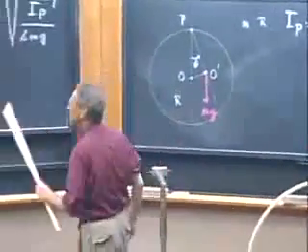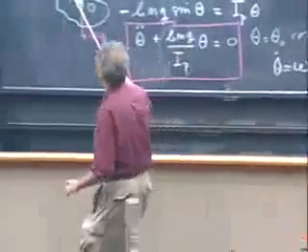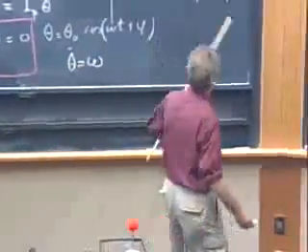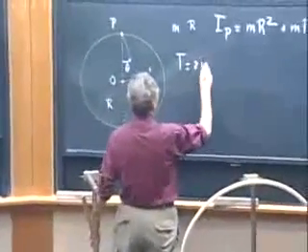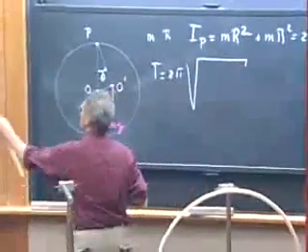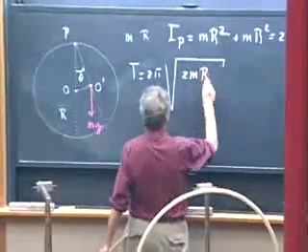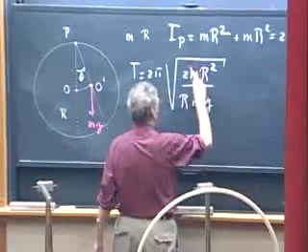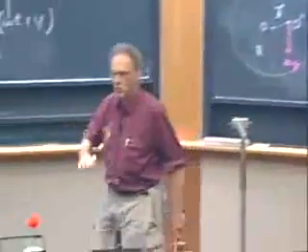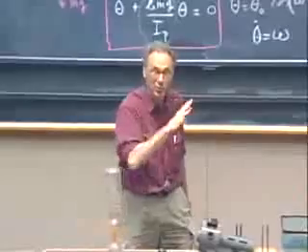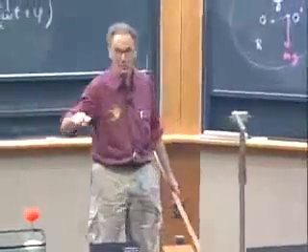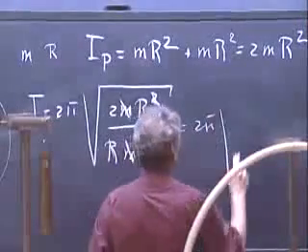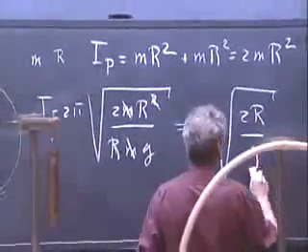And then we have B. What is B? What is the distance from P to the center of mass? That's R. So we come now with a prediction that T is 2 pi times the square root of 2mR squared divided by RMG. M goes. M always goes with pendulums. You never have to worry about M if you do it right. M always goes, not with springs, but with pendulums. One R goes. And so you get 2 pi times the square root of 2R over g.